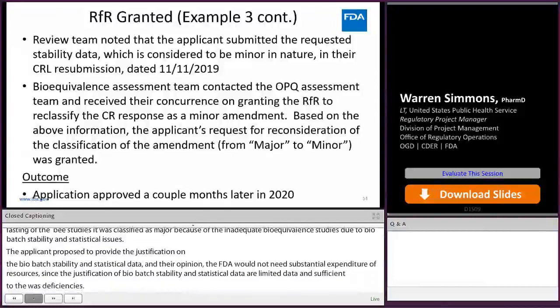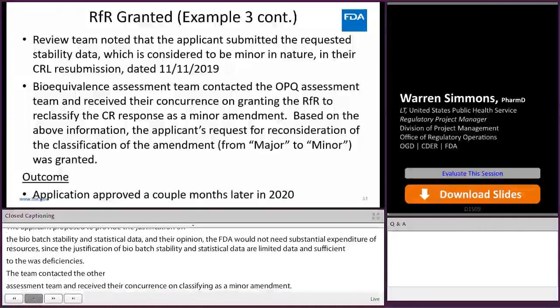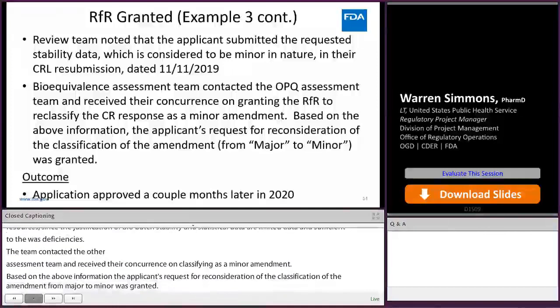Based on the above information, the applicant's request for reconsideration of the classification of the amendment from major to minor was granted. And the outcome was that a few months after this RFR was granted, the application was actually approved in early 2020. This concludes my portion of the presentation.